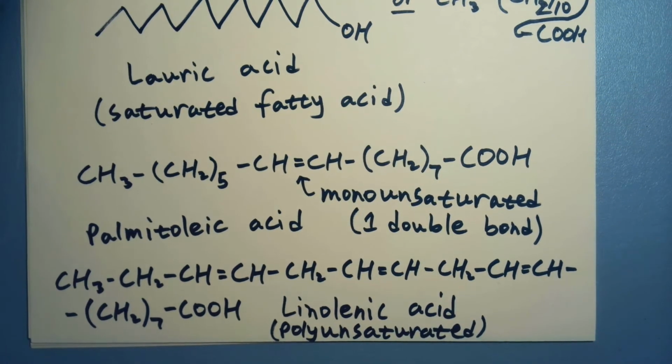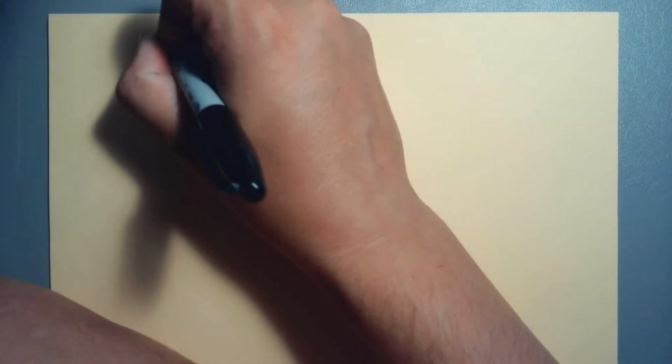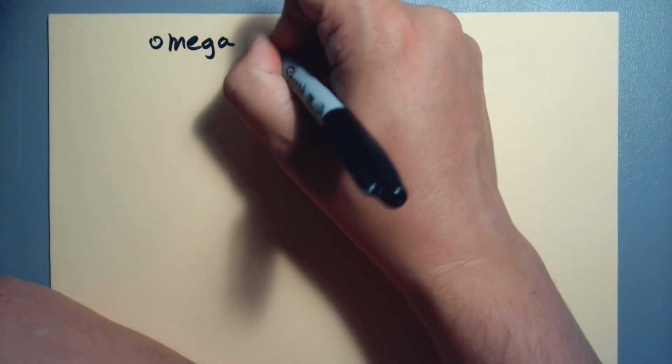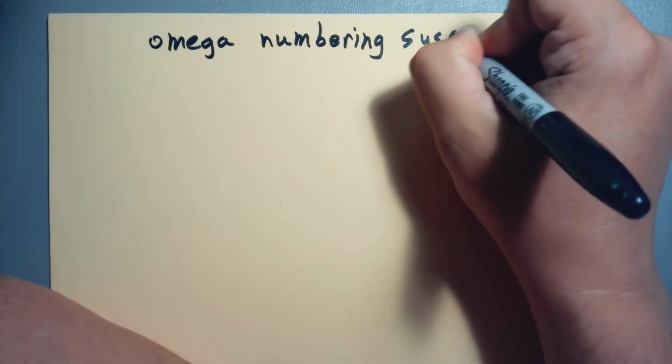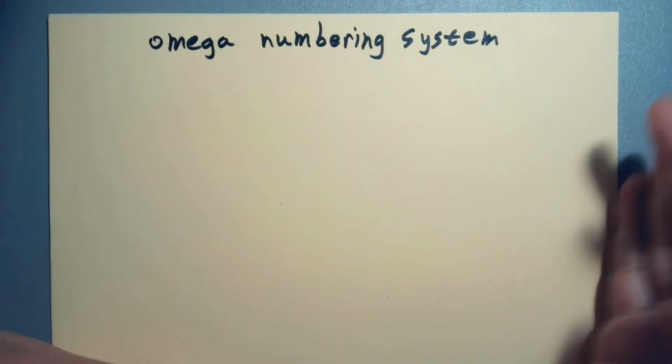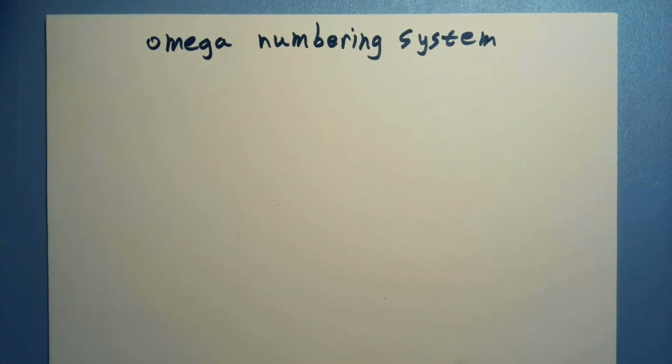Okay, so let's talk about the omega numbering system. Maybe you've heard of omega-3 fatty acids, for example. I actually just drew an example of one. So we got our omega numbering system. And so omega, you got like alpha and omega, the beginning and the end, right? Alpha starts the alphabet, omega ends it. So omega is the end of the carbon chain.